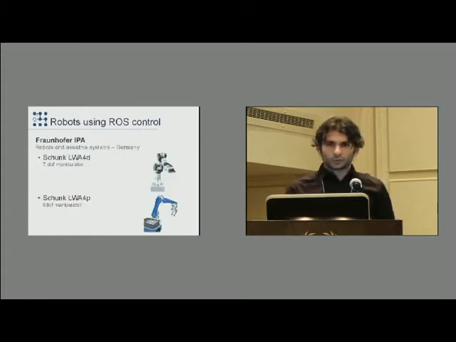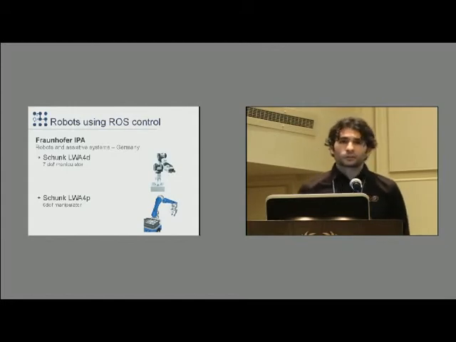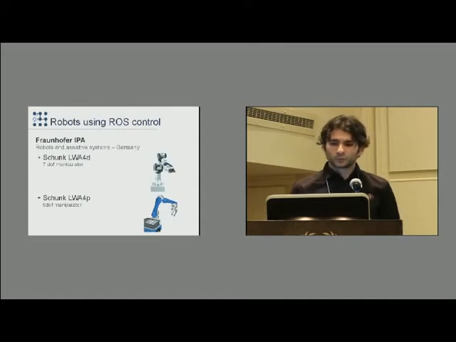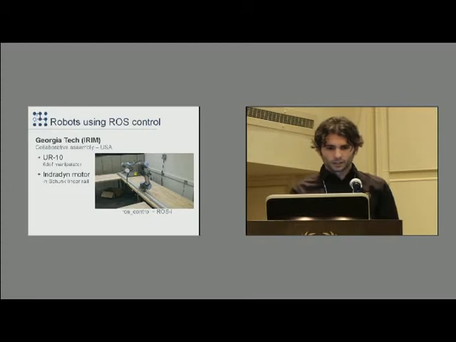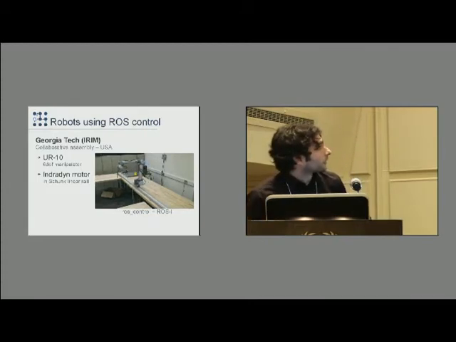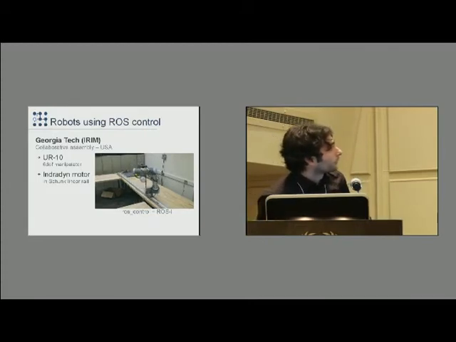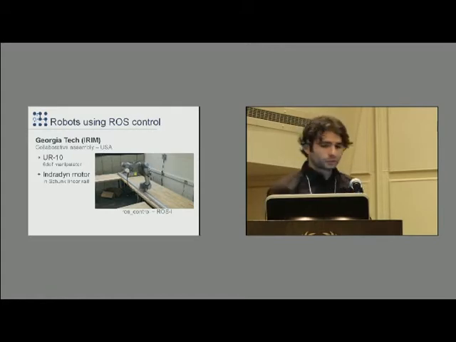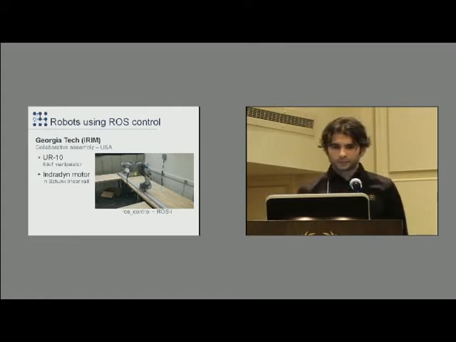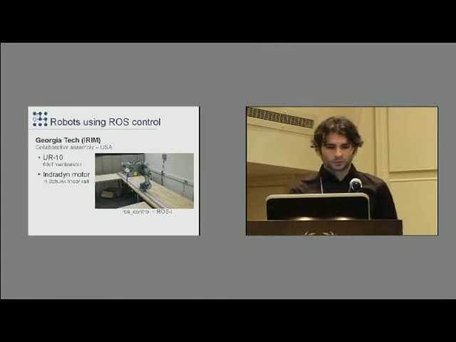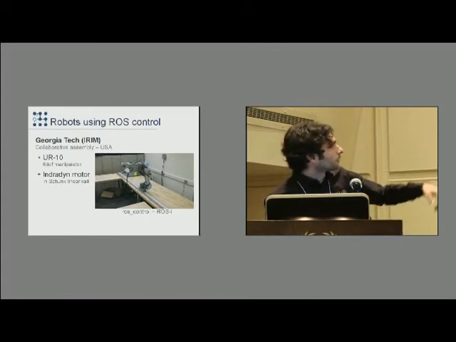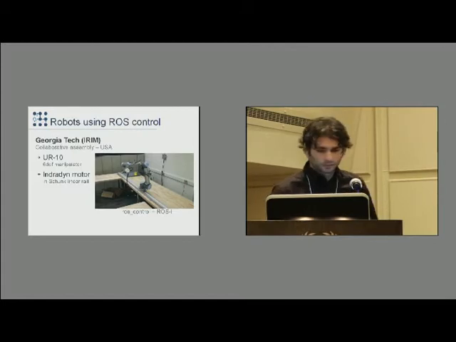Then there's also Fraunhofer IPA. They're in Germany, and they deal with robots and assistive systems. They have 2 kinds of Schunk robot manipulators, and they are also using it in combination with MoveIt. There's Georgia Tech, at IRIM, here in the US. They work in collaborative assembly, and they use Universal Robots manipulators. They also use it in combination with ROS Industrial, and then they also have this linear rail with Schunk rail and inverted motor.